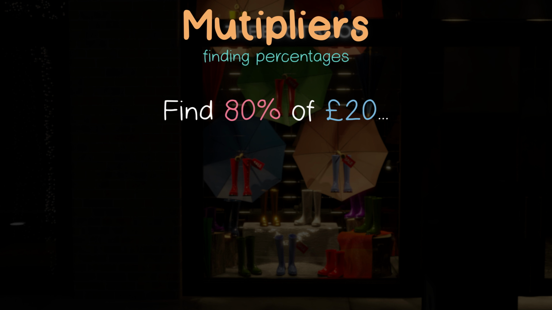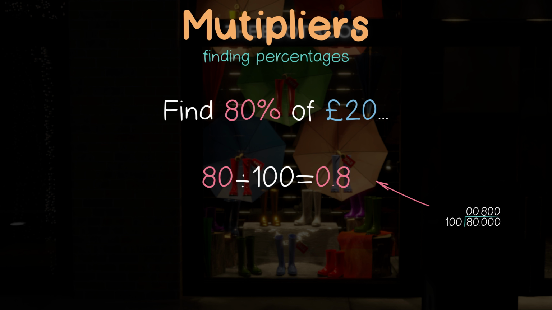Find 80% of £20. To find our multiplier, we convert our percentage to a decimal, and we do this by dividing our percentage by 100. 80 divided by 100 is 0.8, giving us our multiplier of 0.8. Now we times our original value by this number, giving us 80% of £20. If you need more help on these workings, please see the decimals video.